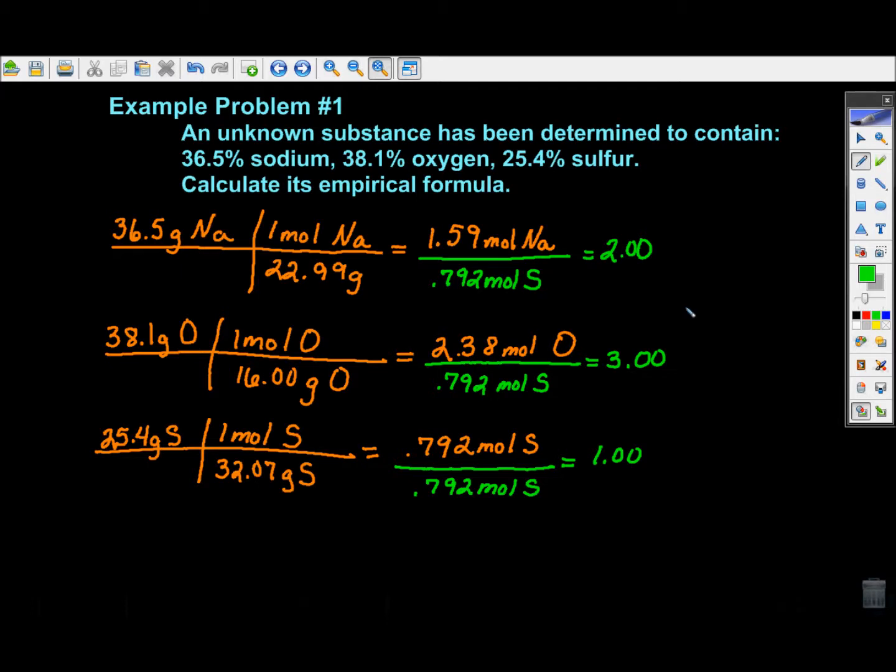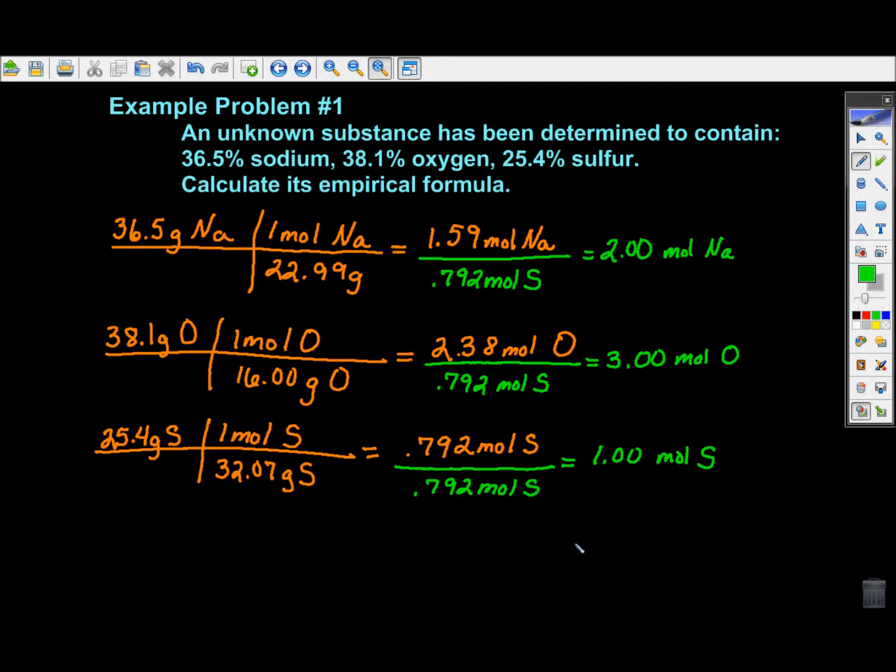All right, after doing my calculations, I find that the ratio of sodium to sulfur is a 2-to-1 ratio. That means for every 1 mole of sulfur, I'm going to have 2 moles of sodium, so that's a whole number. Likewise with oxygen, for every 1 mole of sulfur, I'm going to have 3 moles of oxygen. Because all of these are whole numbers, I can write my chemical formula and not have to worry about the last step.